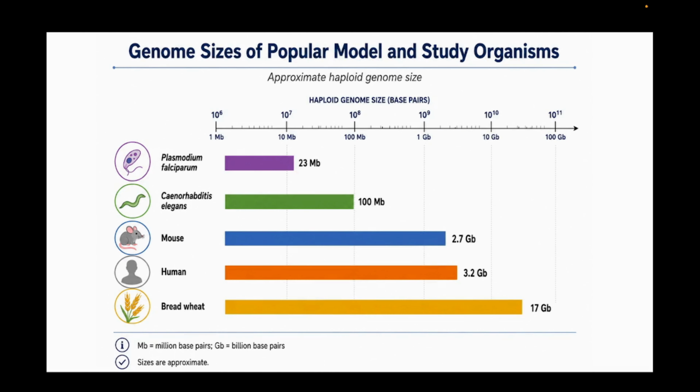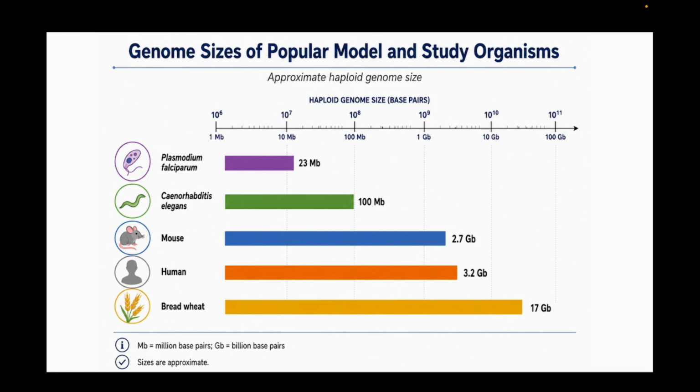And humans aren't the only organisms we sequence. Different organisms have very different genome sizes. Some microorganisms have relatively small genomes. Plants, parasites, model organisms, and humans can have much larger ones. And researchers routinely sequence not only humans, but also pathogens, animals, plants, and entire communities of microorganisms.